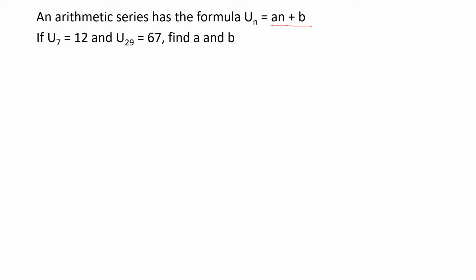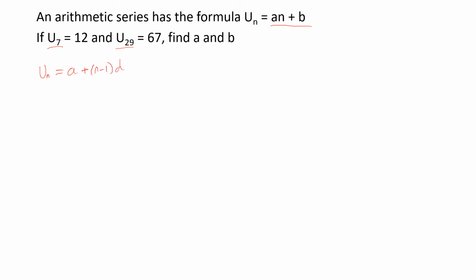It tells us that u7 is 12, so the 7th term is 12, and it tells us that u29 is 67, so the 29th term is 67, and it wants us to find a and b. So what we want to do is look at our nth term formula to start with. We're going to ignore that one up in the top right because that's slightly different to what we've been using. We're going to write out that un is equal to a plus n minus 1 lots of d.